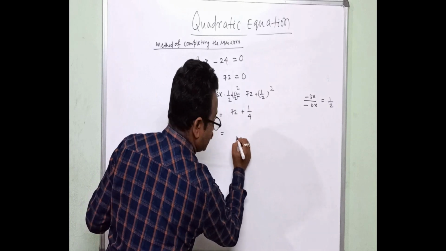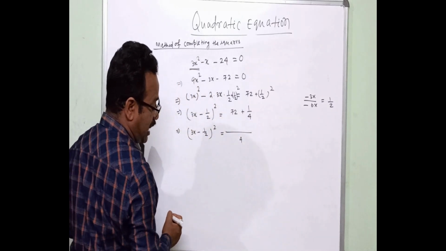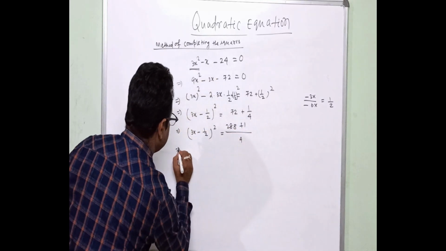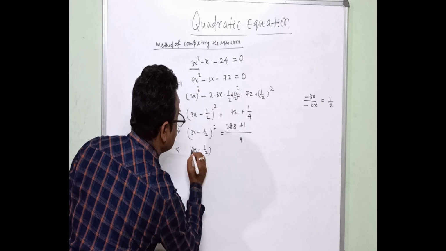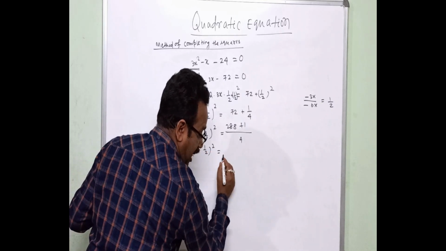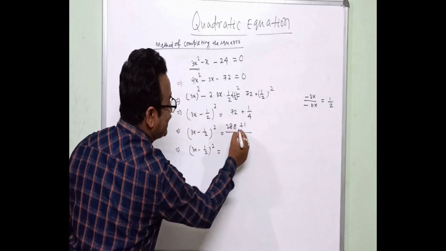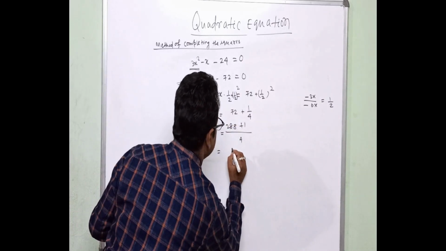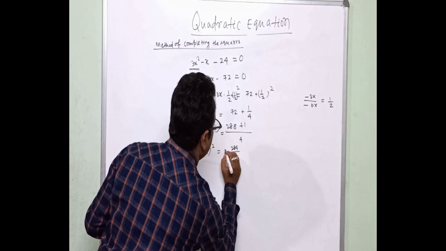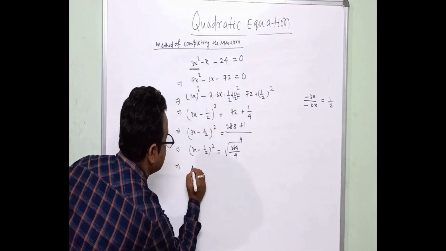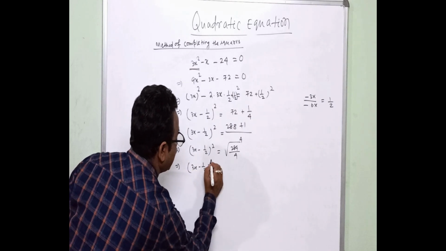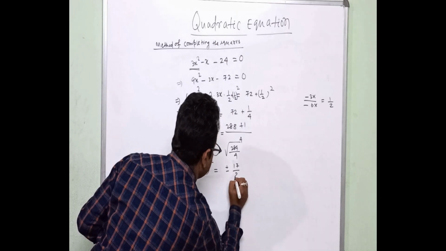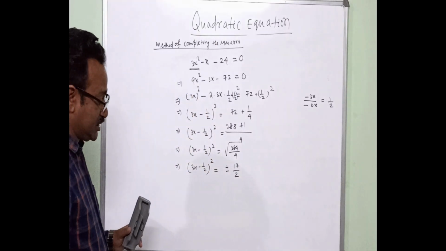How much? LCM is 4. Now we write 288 plus 1. That implies 3x minus 1 by 2 square is equal to how much? It is 289. Yes, it is 17 squared. So it is 289 by 4, and taking the root, that implies 3x minus 1 by 2 is equal to plus minus 17 by 2.